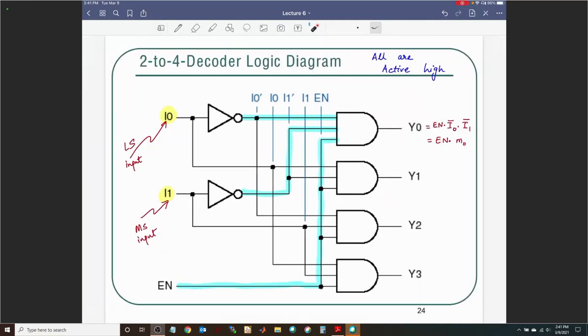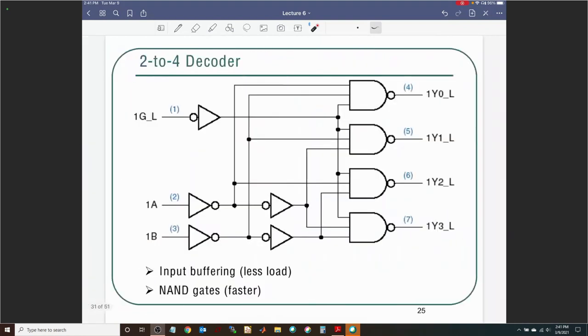All right, so that was everything being active high. But we also saw that we can make things active low. So let's take a look at this particular diagram. In this case, we have an active low enable signal. So this is your active low enable. I hope you are going to catch on to this notation that I'm following for active high and active low: AL for active low, AH for active high. So active low enable here, indicated by that underscore L.